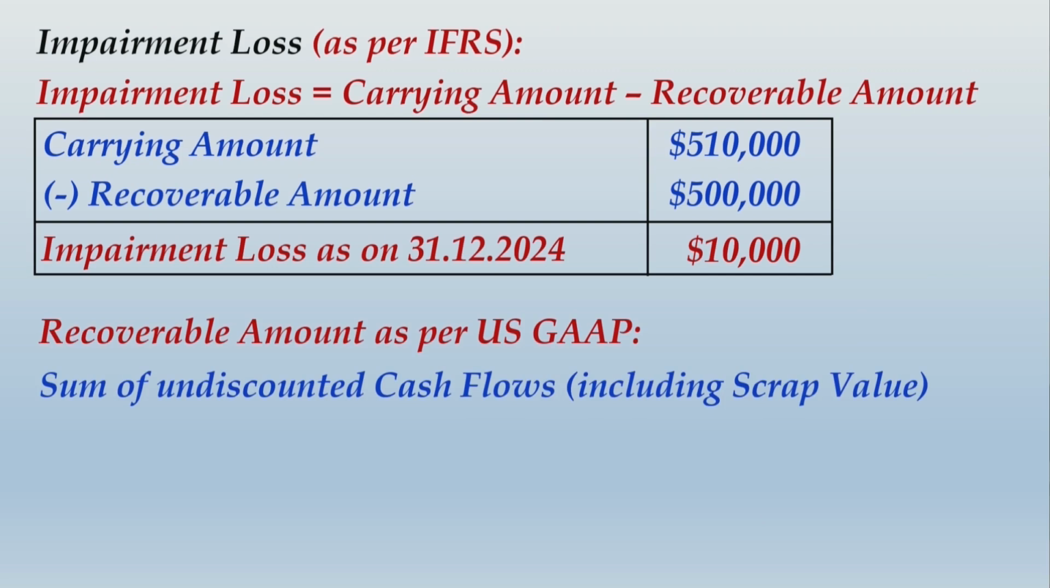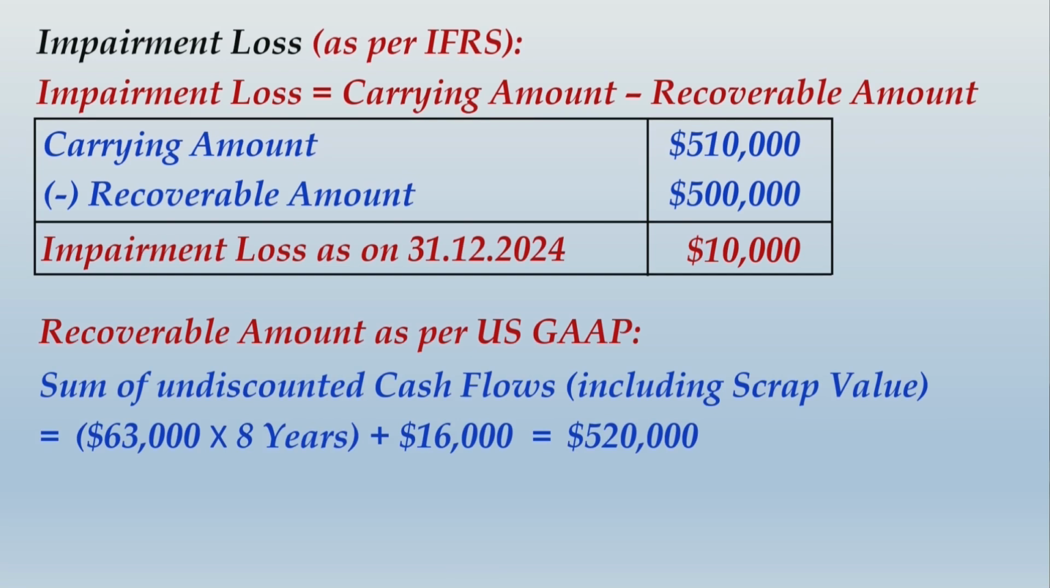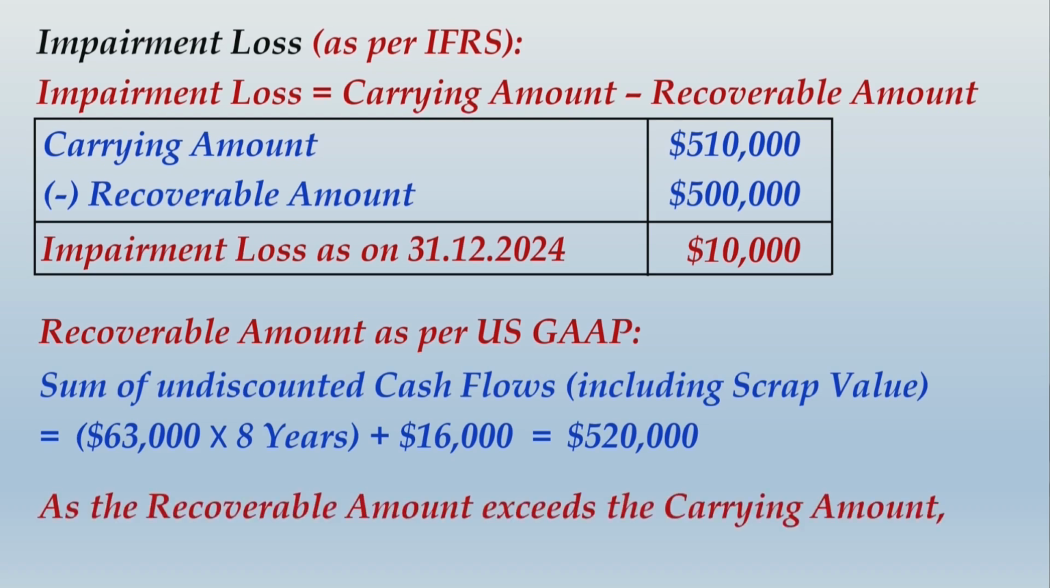Sum of undiscounted cash flows including the scrap value will result into the recoverable amount, and that is coming to $520,000, whereas the carrying amount is $510,000. So as the recoverable amount exceeds the carrying amount, the asset is not impaired. So the impairment loss arising under IFRS is $10,000, and as per US GAAP the asset is not impaired. So please take note of all these calculations, and with that we put an end to this session.